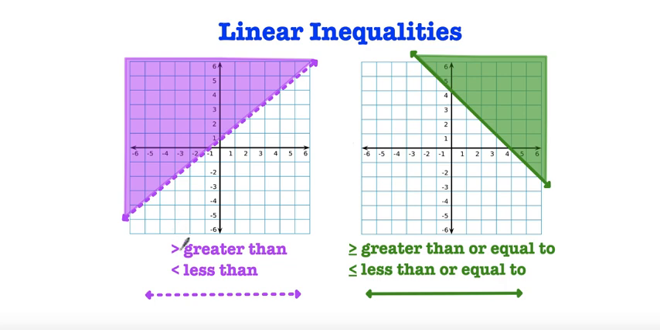So here you'll notice that if we have y is greater than or y is less than, we're going to use a dashed line instead of a solid line. And if we have greater than or equal to or less than or equal to, we're going to use a solid line. So the dashed line and the solid line help us tell the difference between greater than or equal to, or less than or equal to.